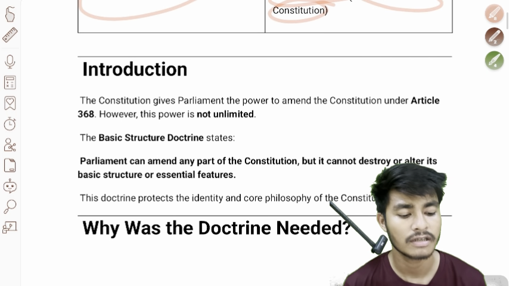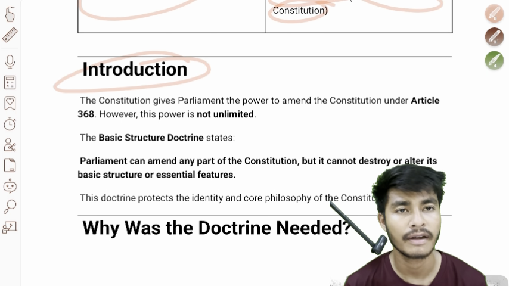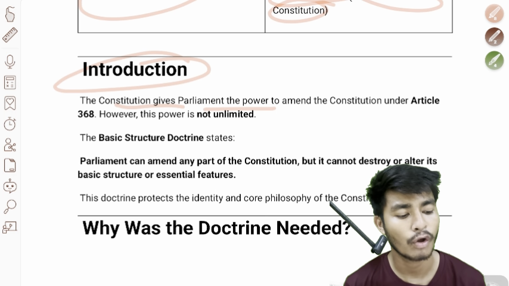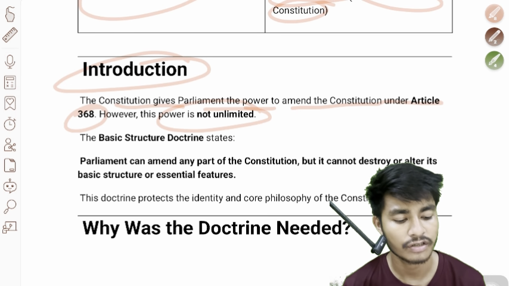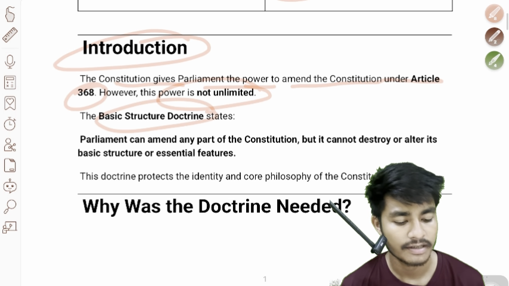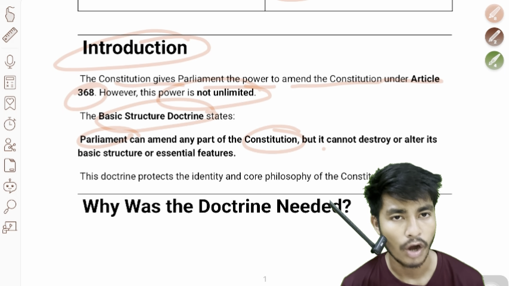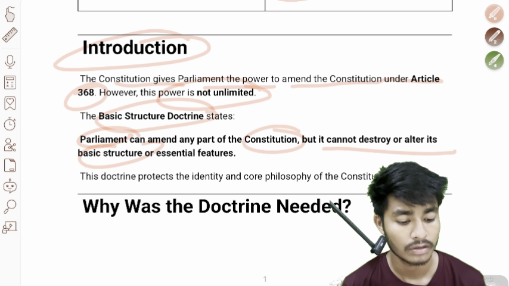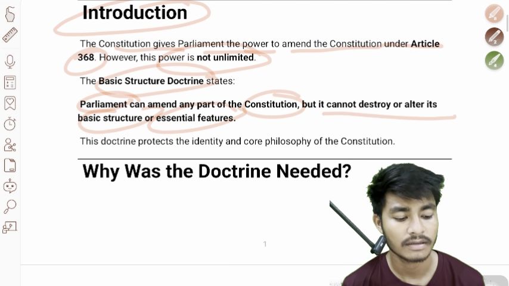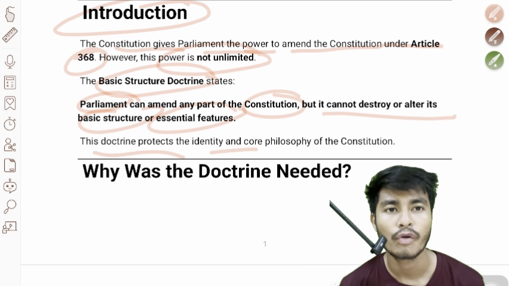The introduction: the constitution gives parliament the power to amend the constitution under Article 368. However, this power is not unlimited. The basic structure doctrine states that parliament can amend any part of the constitution, but it cannot destroy or alter its basic structure or essential features. So this doctrine protects the identity and core philosophy of our constitution.